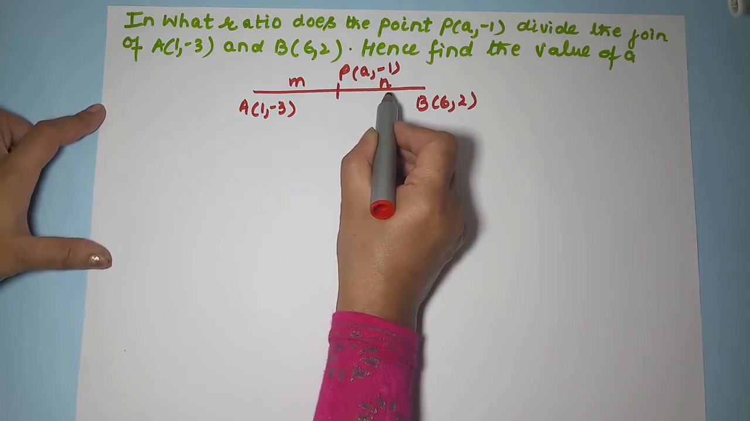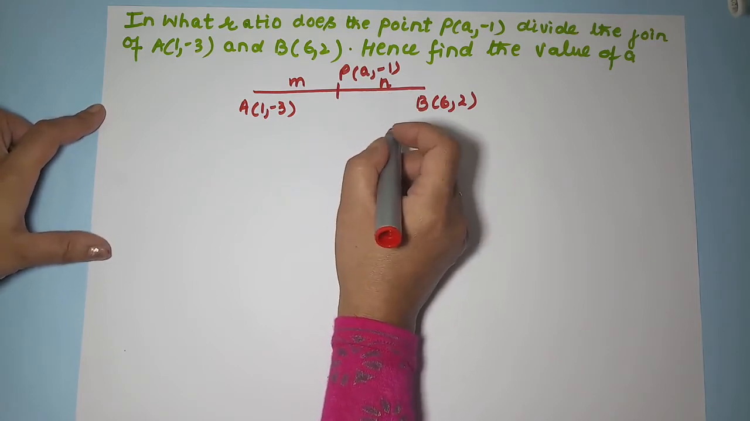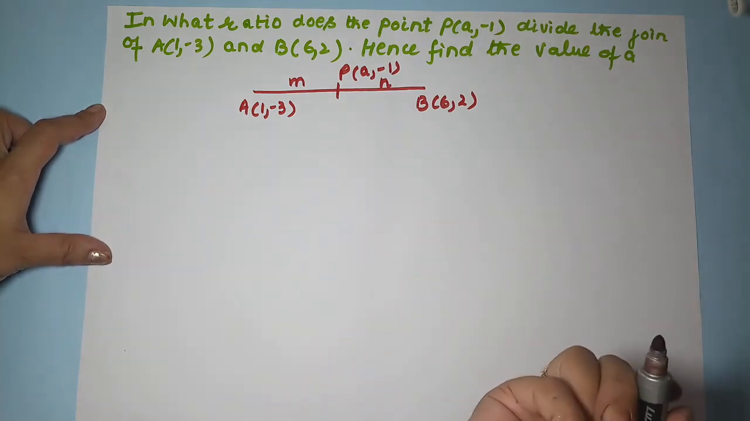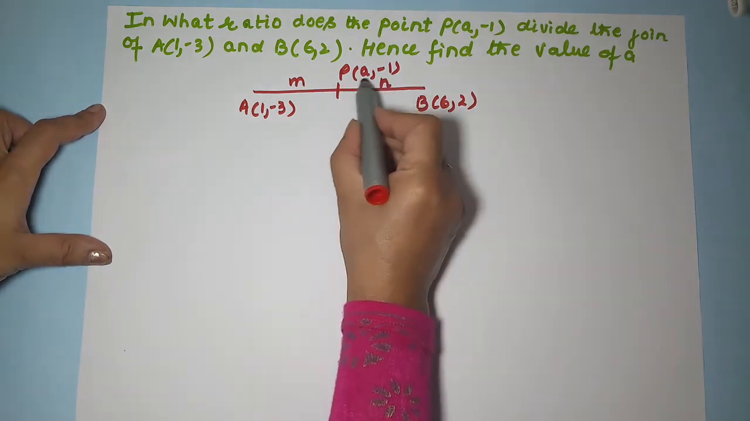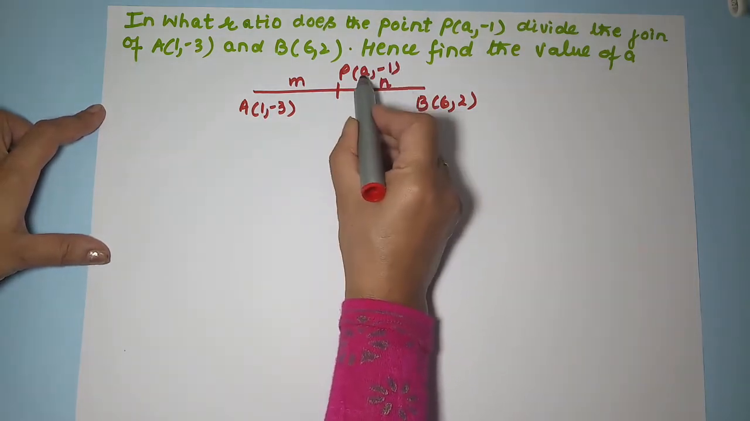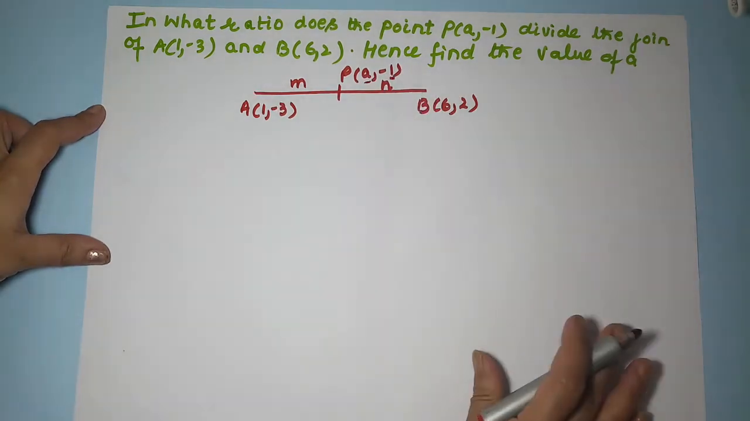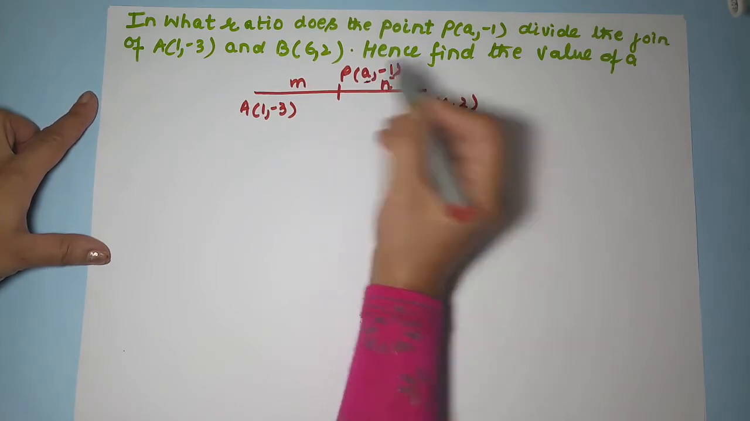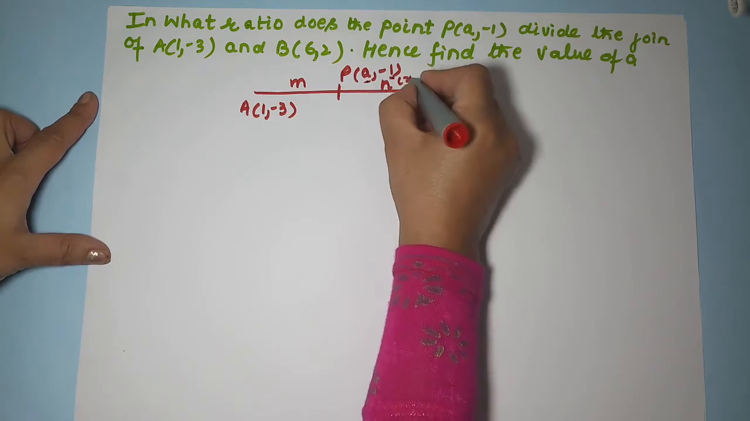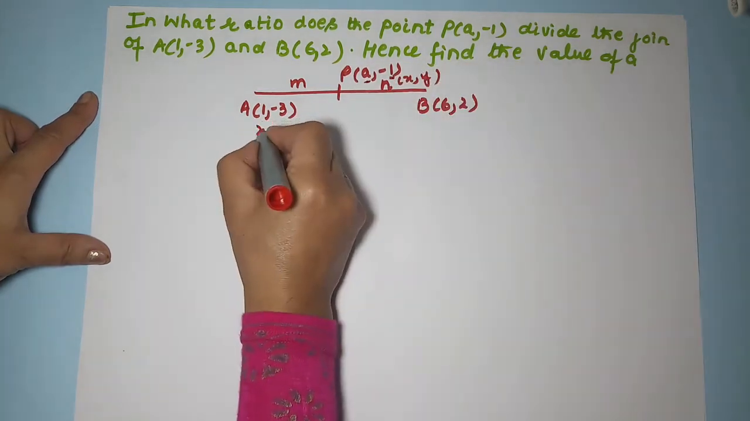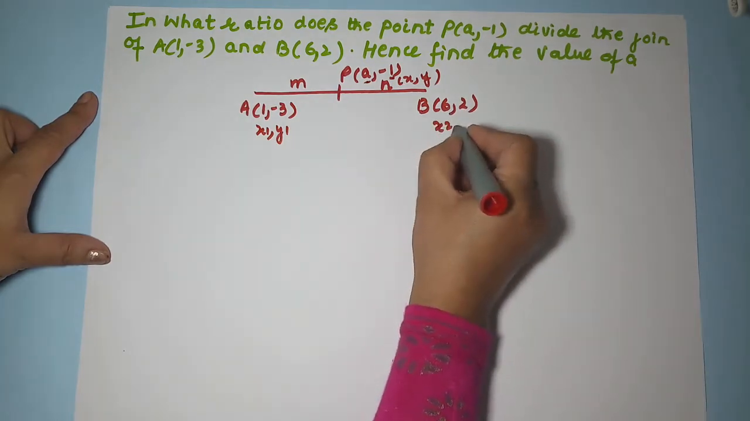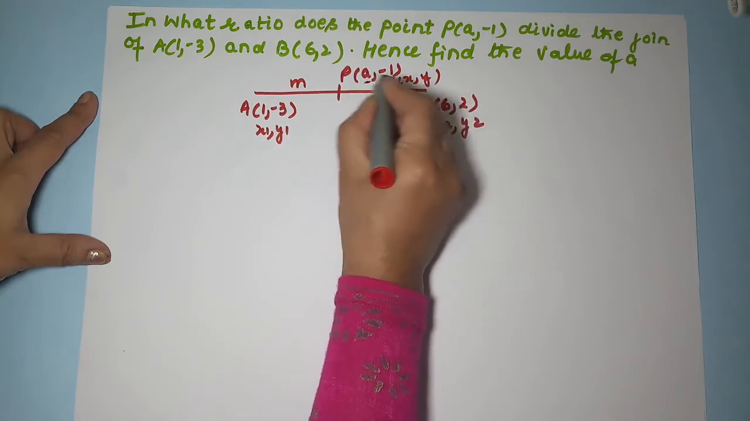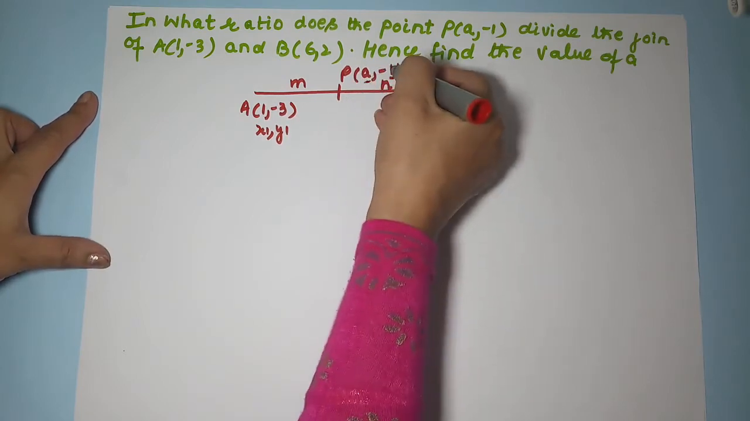Now, we know the section formula: x equals (mx2 plus nx1) upon (m plus n) and y equals (my2 plus ny1) upon (m plus n). Now here we have to choose which one should we take. Should I take the x coordinate or y coordinate? Obviously I will take the y coordinate. Why? Because if I take the x coordinate, this is my x and minus 1 is my y. This is my x1 and this is my y1. This is my x2 and this is my y2. If I choose x, I will have 3 unknowns over there. So I will go for the y coordinate.